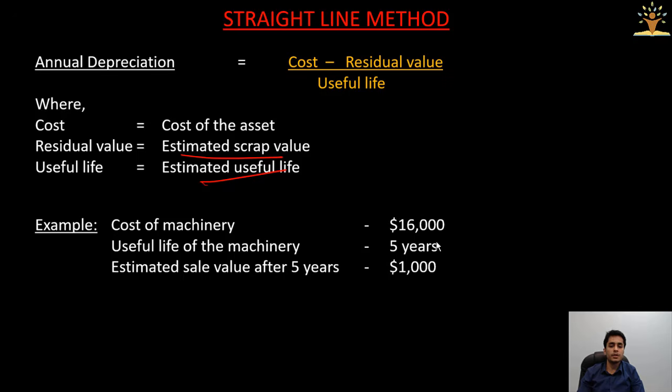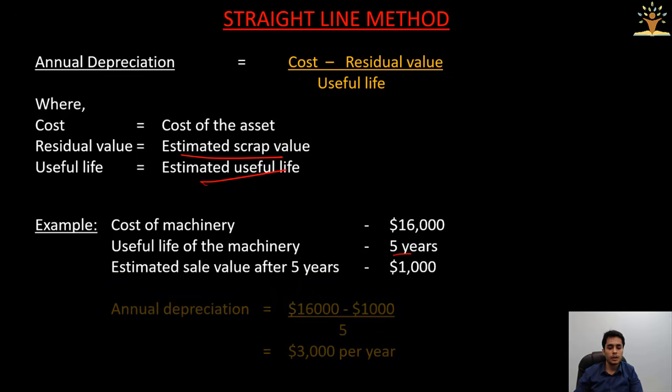Let's look at an example. For this example, the cost of the machinery is 16,000. We purchase the machinery for 16,000. According to us, we will be able to fetch $1,000 after we've used it for 5 years. So the estimated scrap value is 1,000. So using this formula, 16,000 minus 1,000 divided by 5, we get 3,000 as your annual depreciation every year.